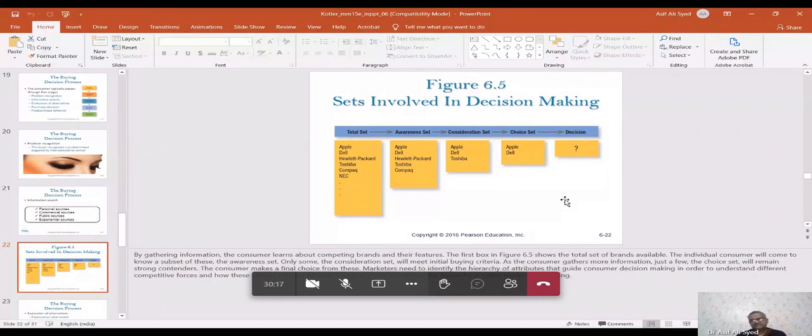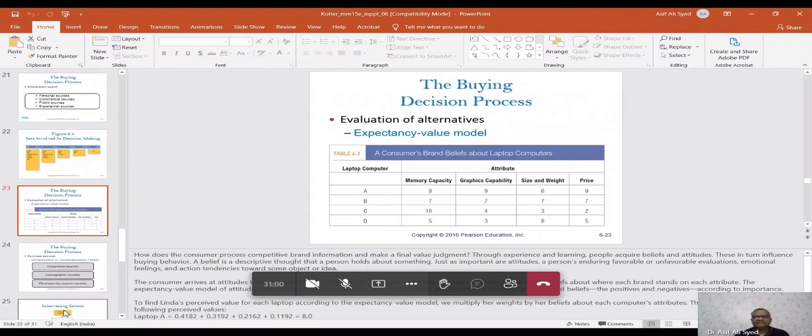So the consideration set would be still smaller, and this would consist of, now you have zeroed in on three products, that is Apple, Dell, and Toshiba. So these are the three that are in your consideration set. And then you want to make a choice. When you make a choice, you will leave out Toshiba. You will decide on one of the choice set, that is Apple or Dell. Now, depending upon your requirement, you would select one of the products from among them. So that is your decision. This is how we narrow down the sets involved in decision making.